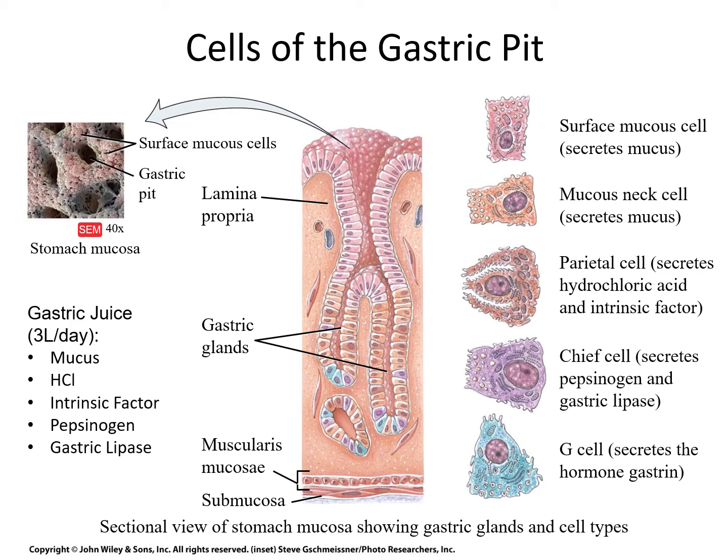Also, we have lipase that's produced, and the lipase will help break down fats. We also have cells called G cells that produce gastrin, and gastrin is a hormone that stimulates the rest of the digestive system, the intestines, to get ready and prepare for food.